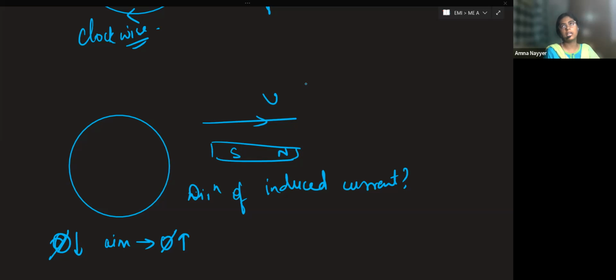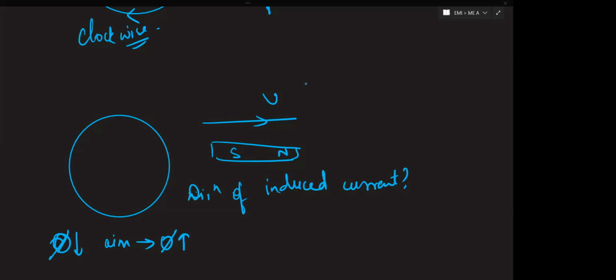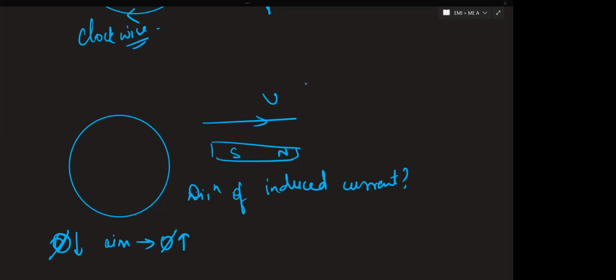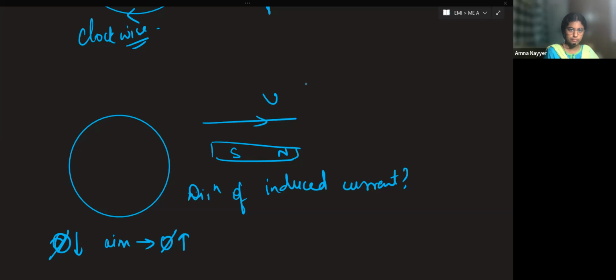Okay, tell me one thing, Fahad. Do south and north attract each other? Or north and north, or south and south? Do like poles attract each other or unlike poles attract each other? South attracts north. So if south is moving away, to attract it, what should be the polarity? North. Got it, Fahad? Why will it be north? North polarity. Fine.